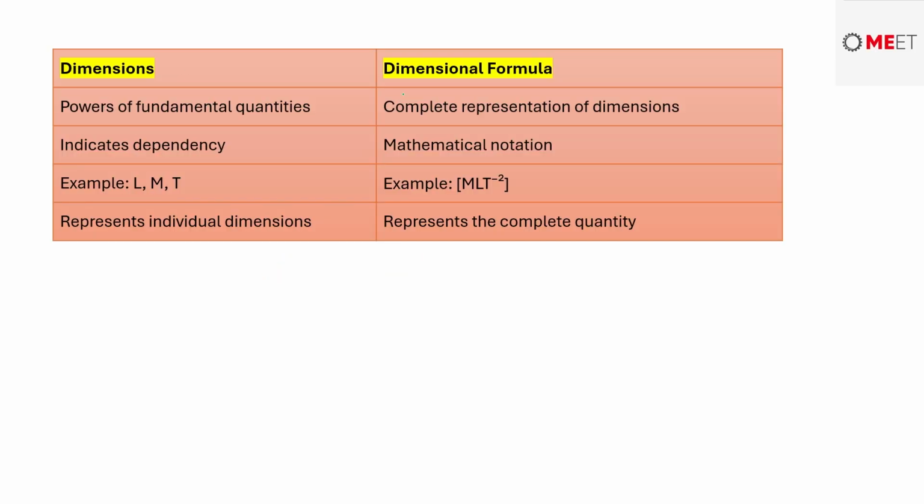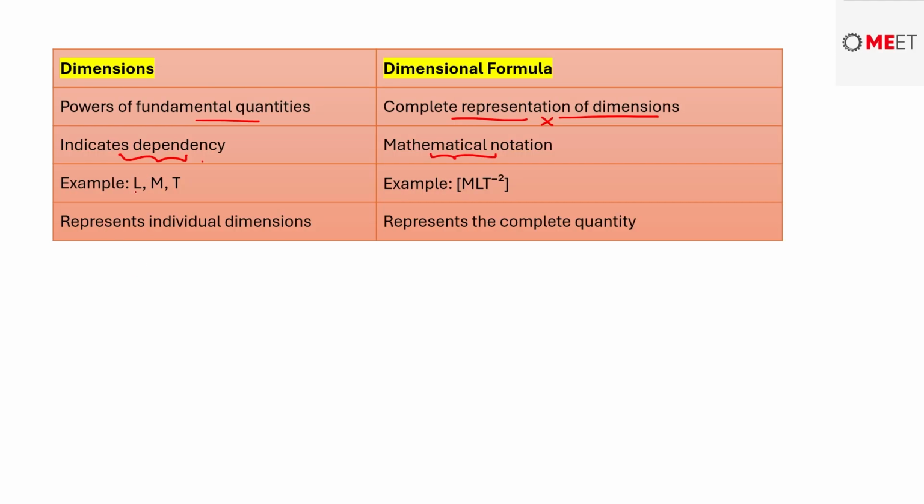Difference between dimensions and dimensional formula. Powers of fundamental quantities represent the dimensions, and the complete representation of dimensions is the dimensional formula. Dimensions indicate only the dependency, and dimensional formula is going to give the mathematical notation.